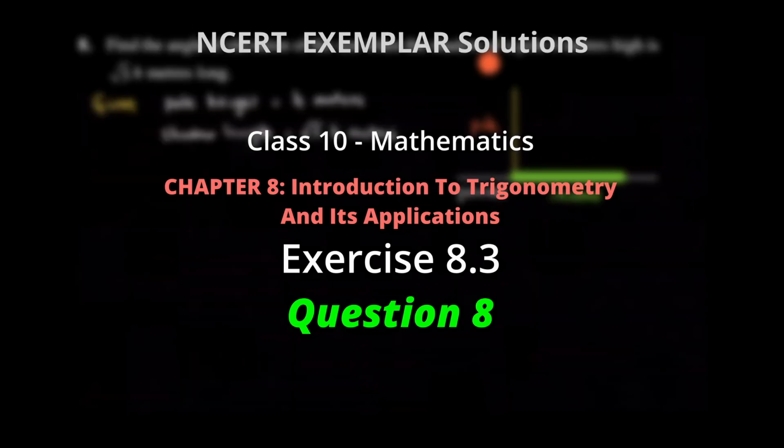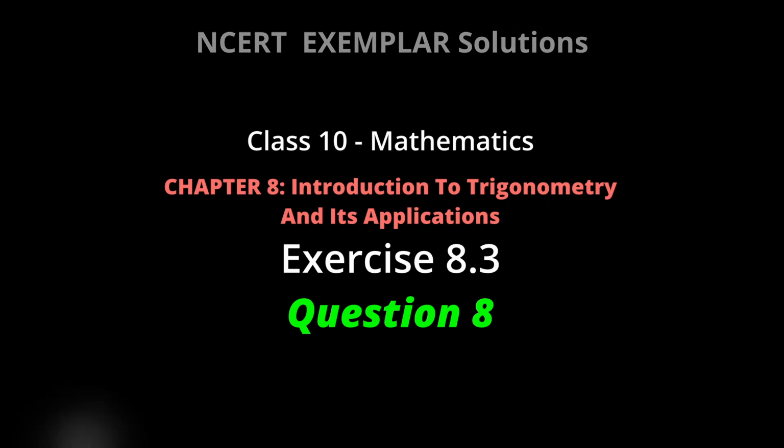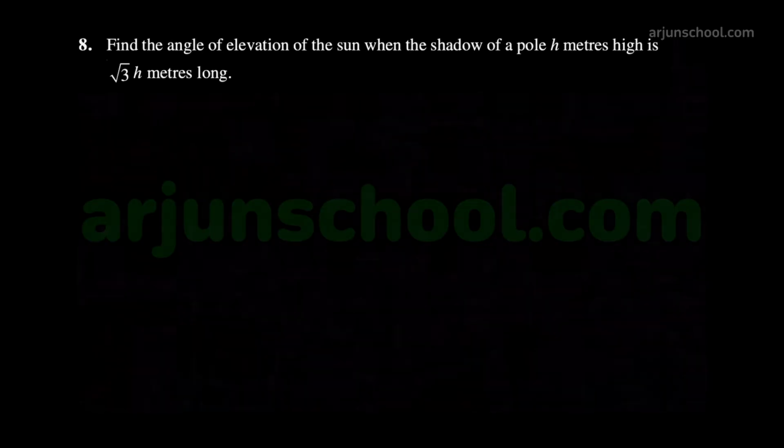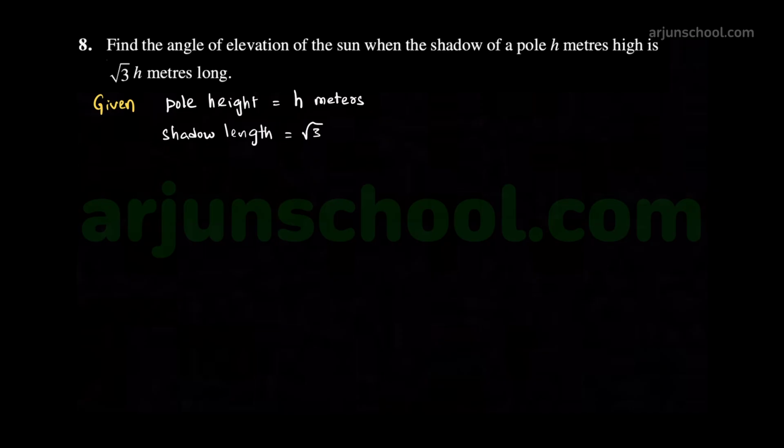NCERT Exemplar Solutions, Class 10, Maths, Chapter 8, Exercise 8.3, Question number 8. Find the angle of elevation of the sun when the shadow of a pole h meters high is root 3 times h meters long. We are given pole height is equal to h meters and shadow length is equal to root 3 times h meters.